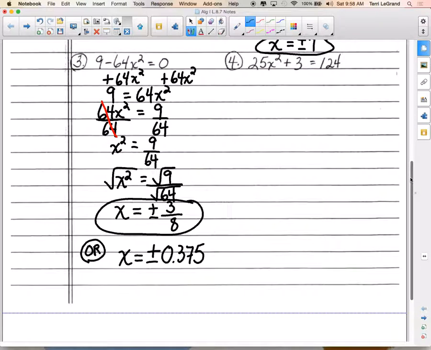Okay. Number 4. Again, there's not just an x term of bx. Our b must be 0. So we need to get our x squared set equal to a constant. Well, we have constants on both sides, so we have to get that 3 moved out of there. So we have 25x squared equal to 121. Our a value is not just 1, so we have to divide both sides by our a value.